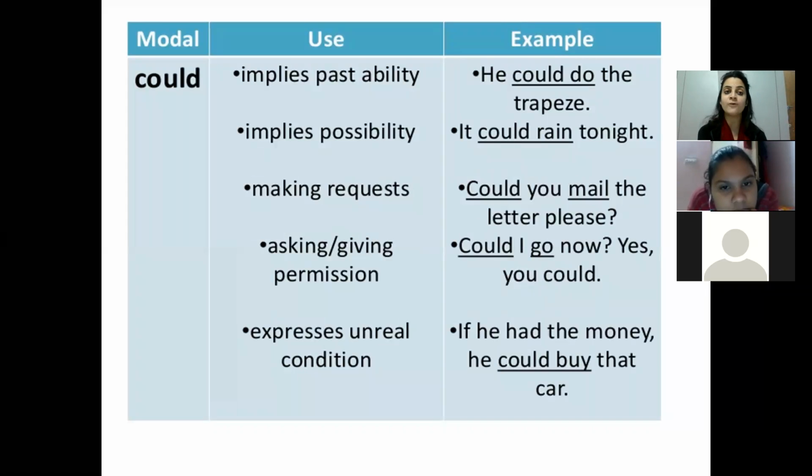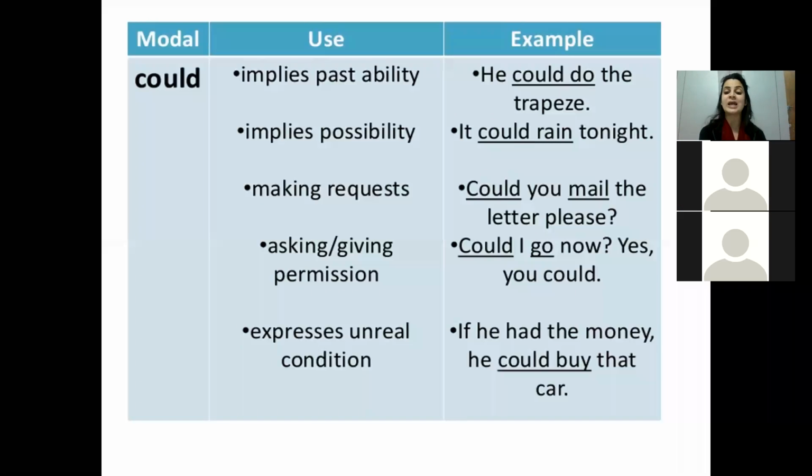Could is a past form of can. It implies ability, it implies possibility, it is used for making request, it is used for asking and giving permission, it expresses unreal condition. For example, he could go to trapeze. Possibility, it could rain tonight. Request, could you mail the letter please?